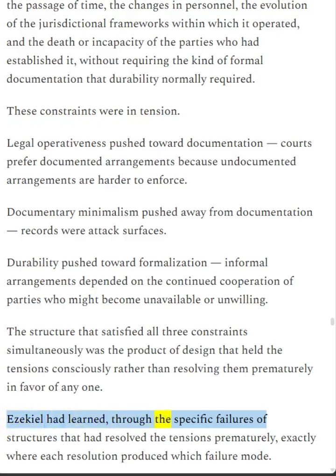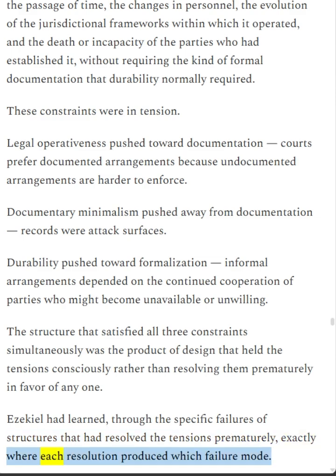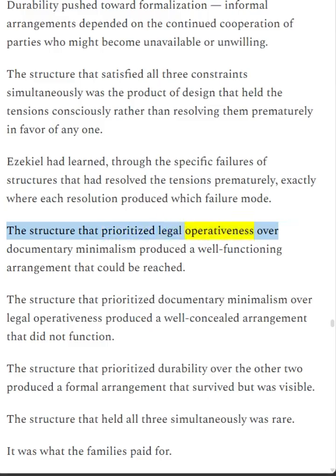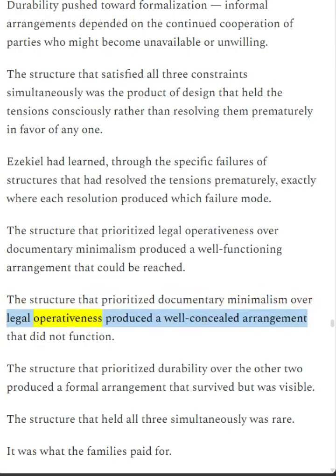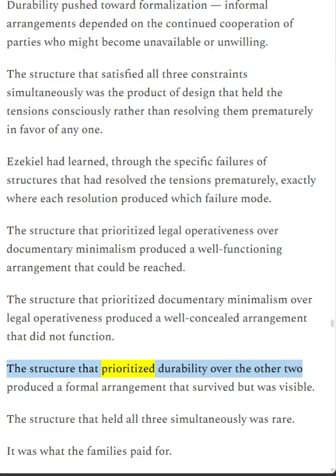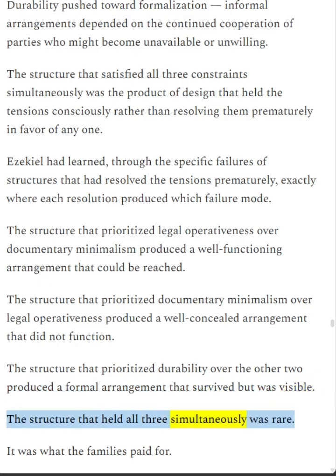Ezekiel had learned, through the specific failures of structures that had resolved the tensions prematurely, exactly where each resolution produced which failure mode. The structure that prioritized legal operativeness over documentary minimalism produced a well-functioning arrangement that could be reached. The structure that prioritized documentary minimalism over legal operativeness produced a well-concealed arrangement that did not function. The structure that prioritized durability over the other two produced a formal arrangement that survived but was visible. The structure that held all three simultaneously was rare. It was what the families paid for.